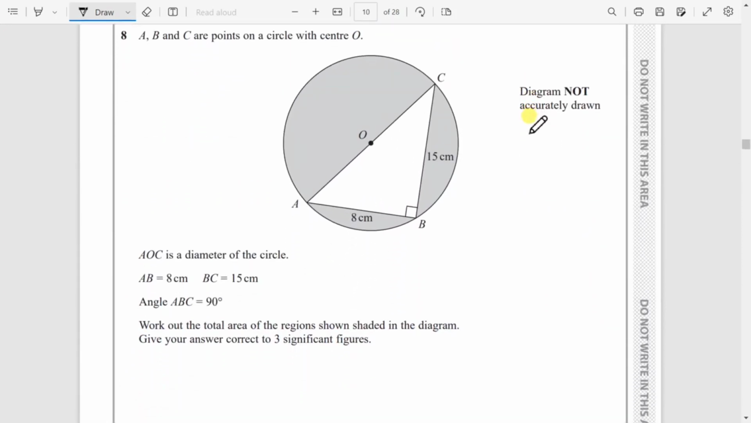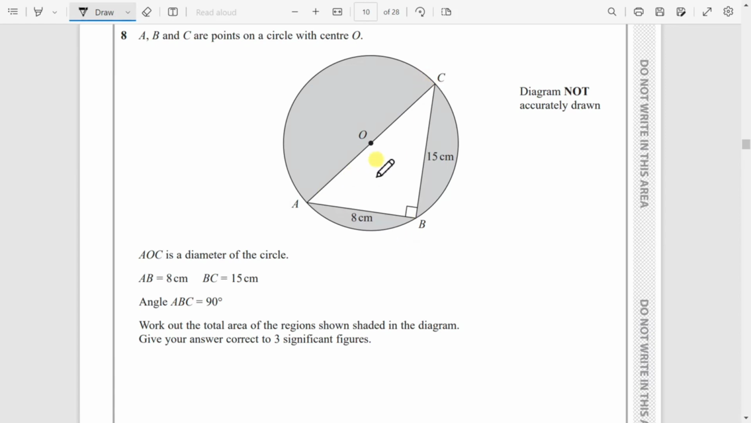Okay, another question. So A, B, and C are points on circle center O. Okay, geometry time. So AOC is the diameter of the circle. Nice. AB is 8 centimeters, and BC is 15. So they're stuck in a nice right angle triangle. It looks like they're using the diameter as the hypotenuse as well, isn't it? Work out the total area of the region shown in the shaded diagram. So before we look at that, let's go ahead and try and calculate this radius, yeah, or this diameter, I mean. So this is Pythagoras.